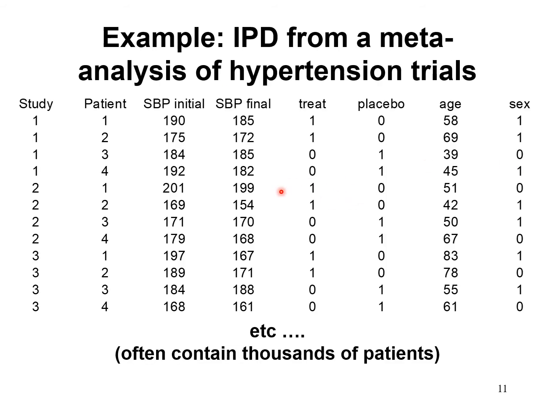So of course this relates to the fact that we've got information at the participant level. So let's have a look here again, going back to our hypertension trials. We can see we've got information at the participant level on baseline blood pressure. We've got their age, their gender, and other information as well. We can use that to look at interactions between, for example, gender and treatment effect.